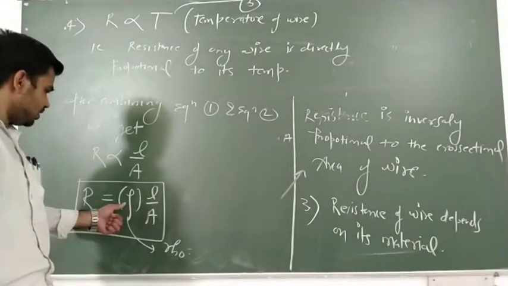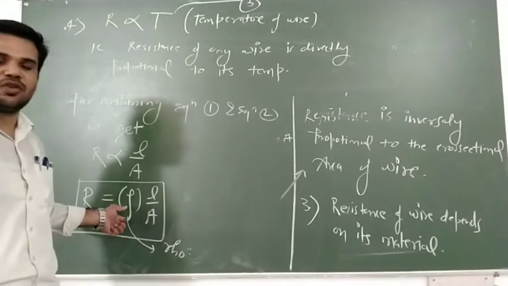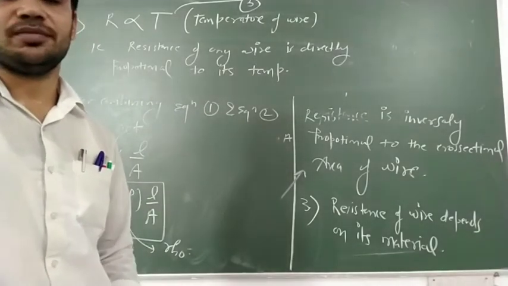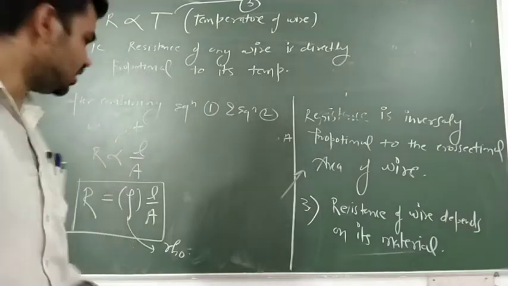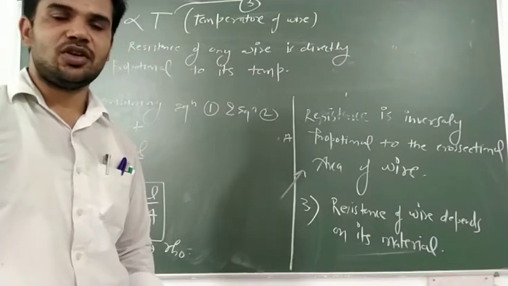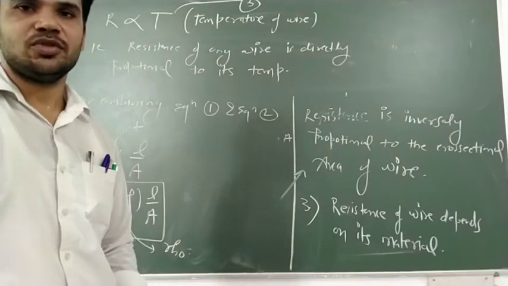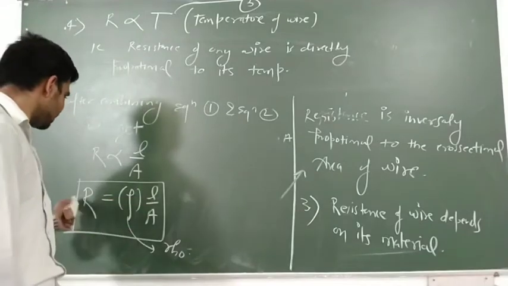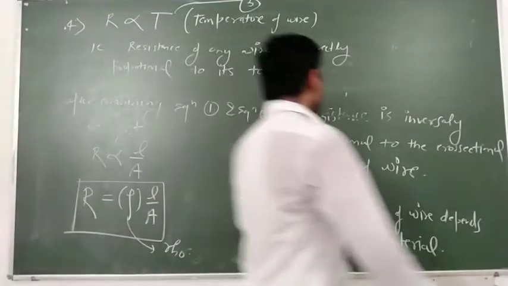This new constant is called the specific resistance or the resistivity of the wire. This constant which appears here is called the specific resistance of the wire, or resistivity. And all the other things you already know: the length of the wire, the cross-sectional area, and the resistance of the wire. So I am going to write it down here.